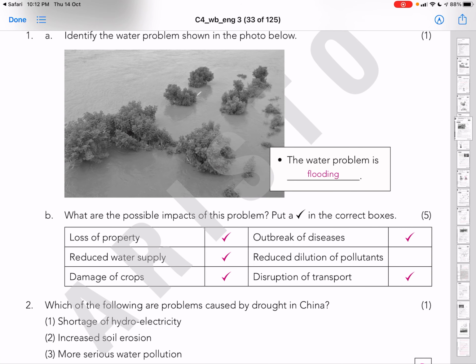First of all, loss of property, loss of life. Reduced water supply. Why? You may say because the polluted dirty water may go into the reservoir and make the water polluted, so it may reduce the water supply. Most of you got it wrong. Damage of crops, some of the crops will be drowned, and an outbreak of disease, just like dengue fever, as I've told you in the lesson, or cholera, and then malaria, and so on and so forth. Reduced dilution of the pollutant, which is from the drought.